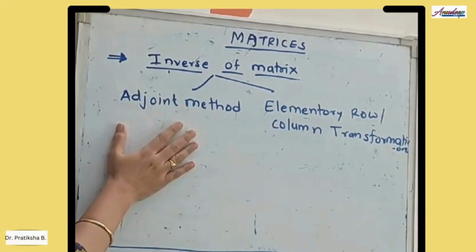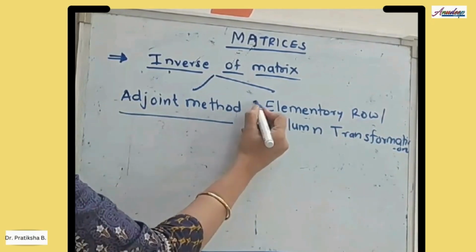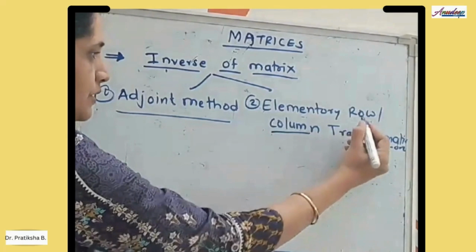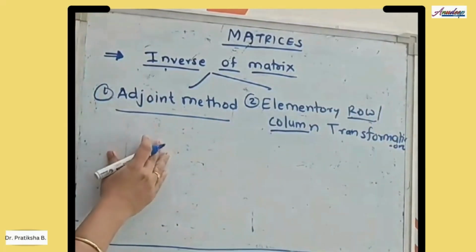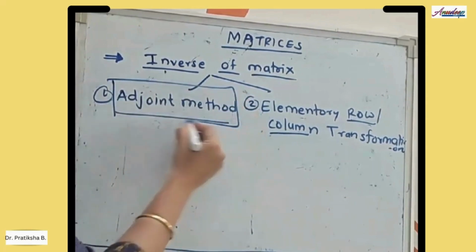Then there are two methods to find the inverse of a matrix. First is the adjoint method and second is elementary row or column transformation. Today we are going to discuss in detail the adjoint method. So let us look at what the steps are.